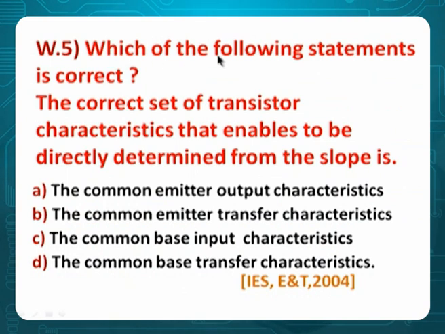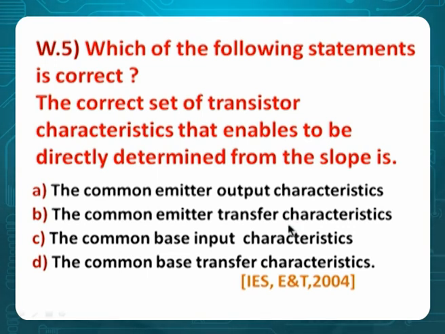Problem 5. Which of the following statements is correct? The correct set of transistor characteristics that enables alpha to be directly determined from the slope. Is it common emitter output or transfer? Common base input or common base transfer? Because slope means transfer, therefore it is generally common base.